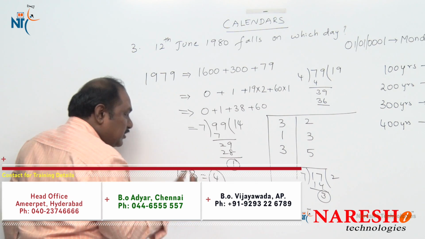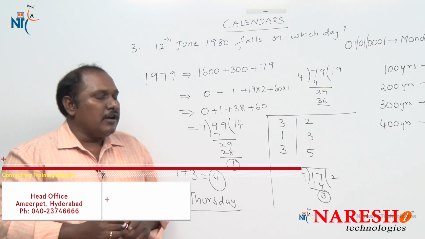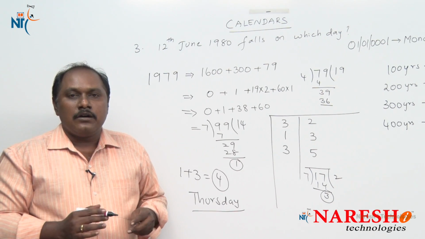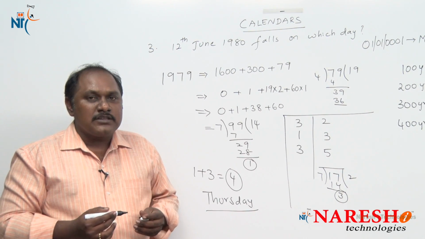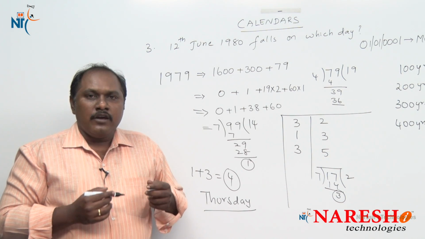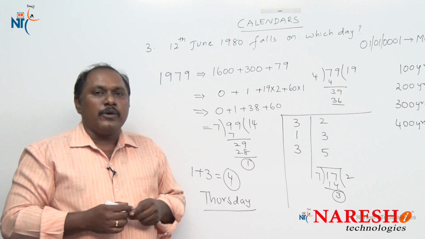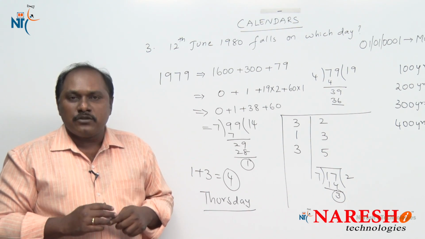So the answer for this question is Thursday. Now this is a detailed method of solving this problem. Now how can we tell the answer for this question quickly? If you want to tell the answer quickly, there are 2 points that we must know.